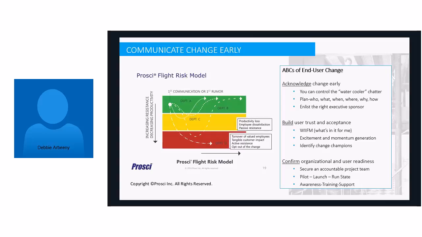By communicating that change early, you're getting to control that message. You're getting to tell users what's going on, why it's so important, how they can be part of that solution, and what that value messaging is. So I call this really the ABCs. It's acknowledging that something is changing and acknowledge it early. That works to help build user trust. That's establishing the what's in it for me. What's the value add to those end users?